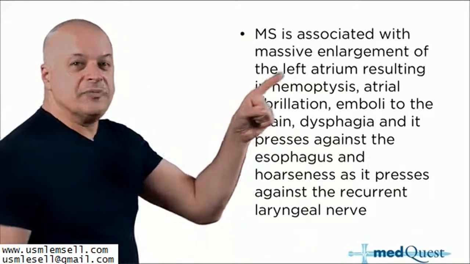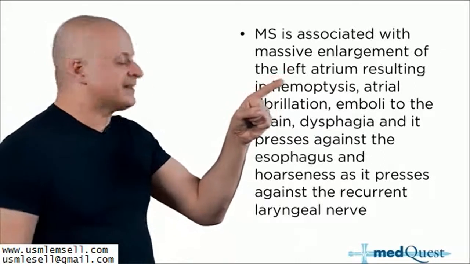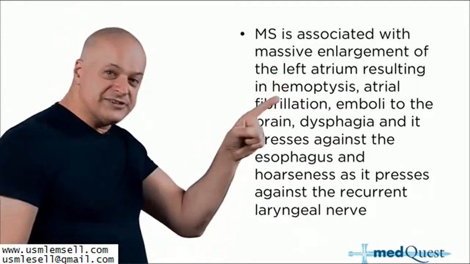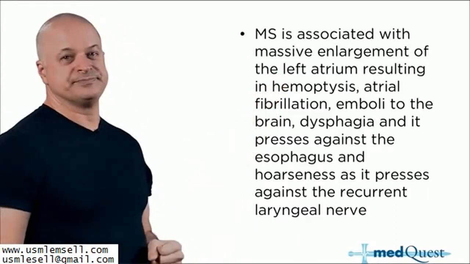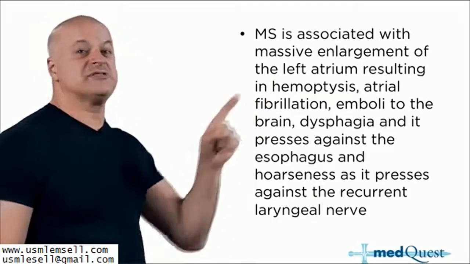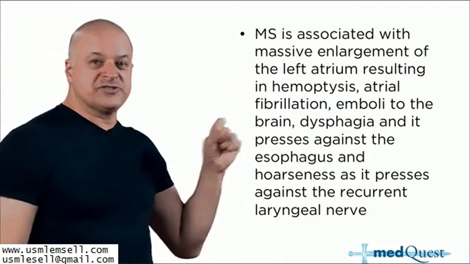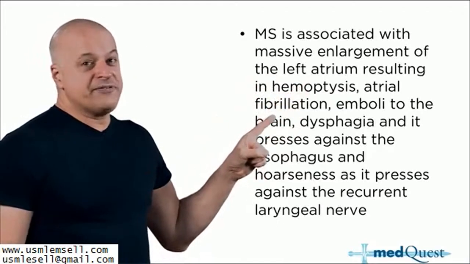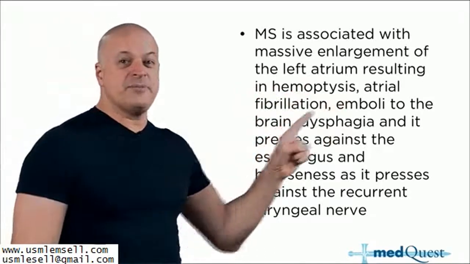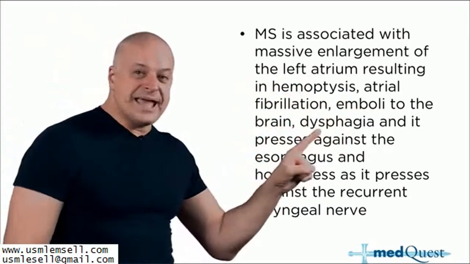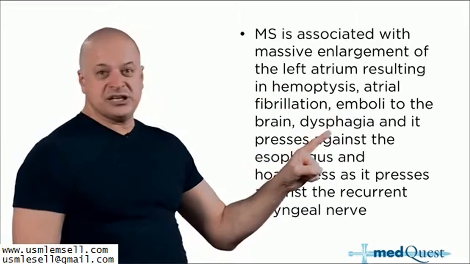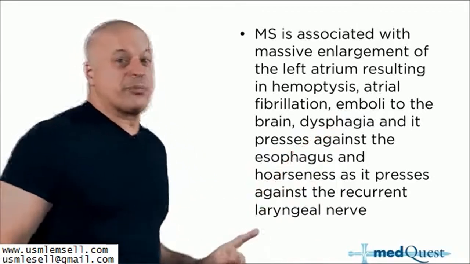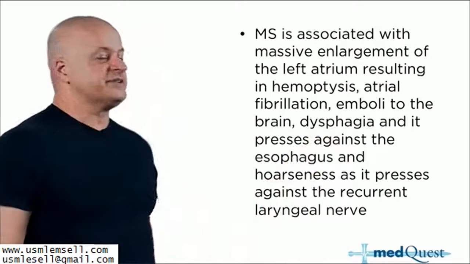Now, here, massive enlargement of the left atrium. That gives pulmonary hypertension. Pulmonary hypertension gives hemoptysis. Massive enlargement in the left atrium gives you AFib. More AFib, more emboli. Big atrium presses against the esophagus: dysphagia. Pressing against the recurrent laryngeal nerve.